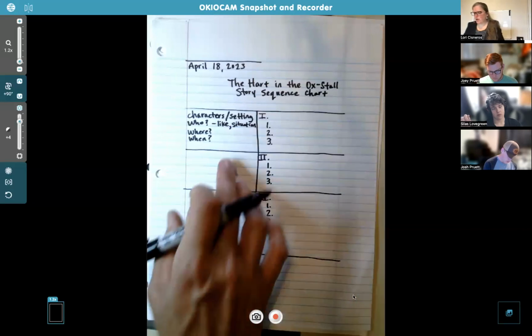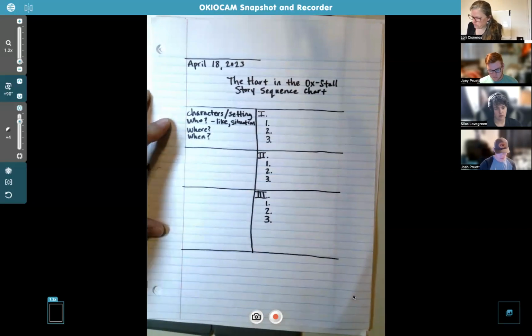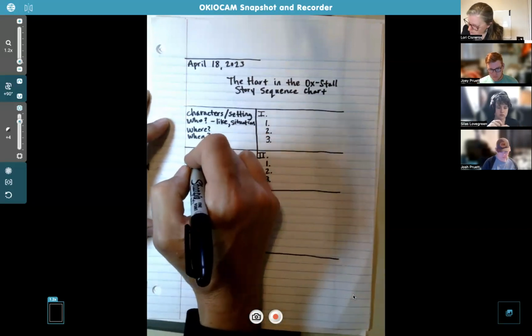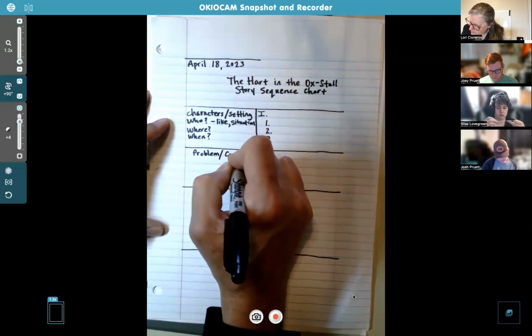What about this next block right here? What are we introducing in the middle? Conflict and problem. Yes, good. And I'm just going to write it problem first. And conflict. Good.